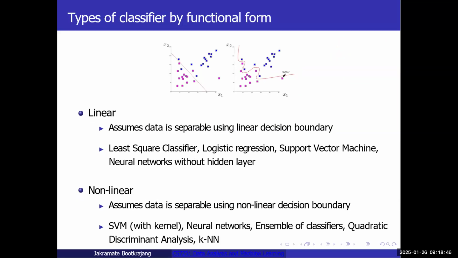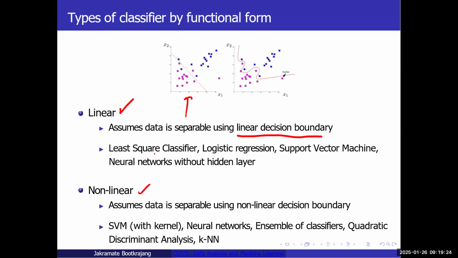Now, there are two types of function that we can study. You can learn a linear function and a nonlinear function. For the linear function, we assume that the data is separable using a linear decision boundary. So if we plot the data, you should be able to draw a line where one side of the line would be one class and the other side of the line would be another class.